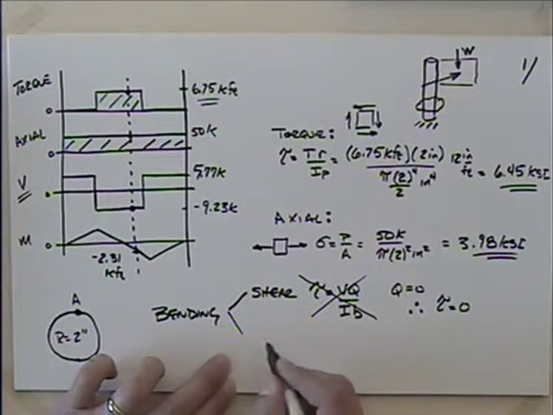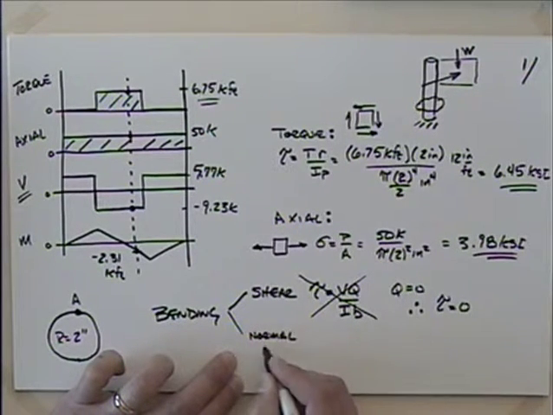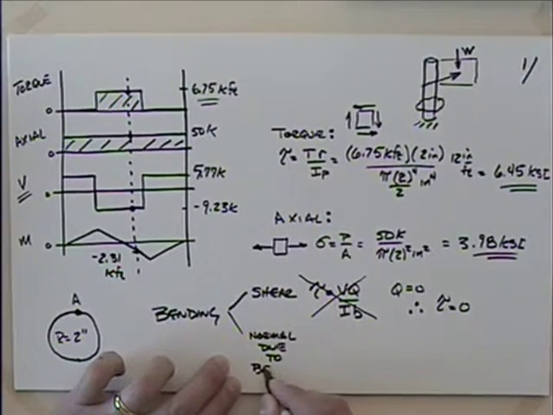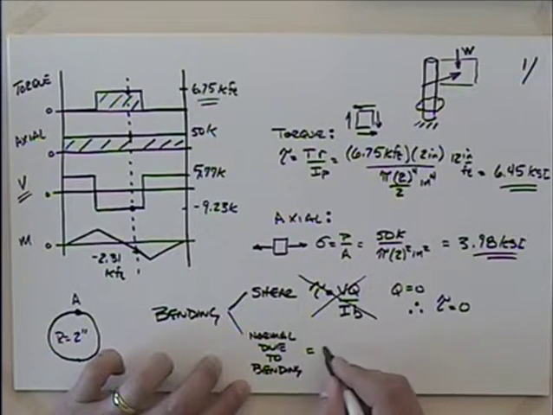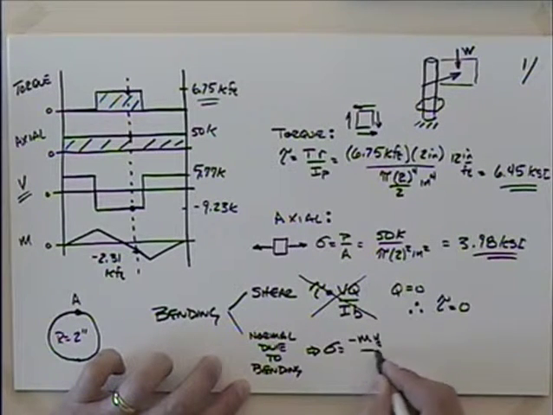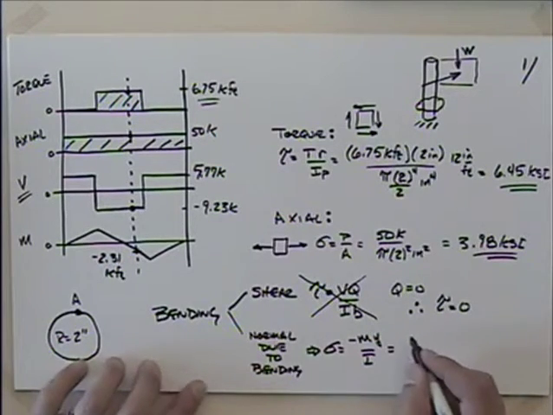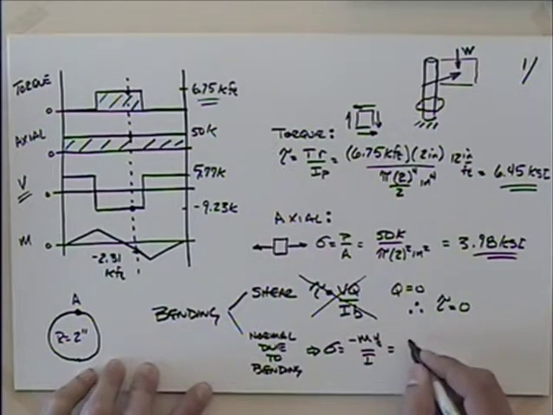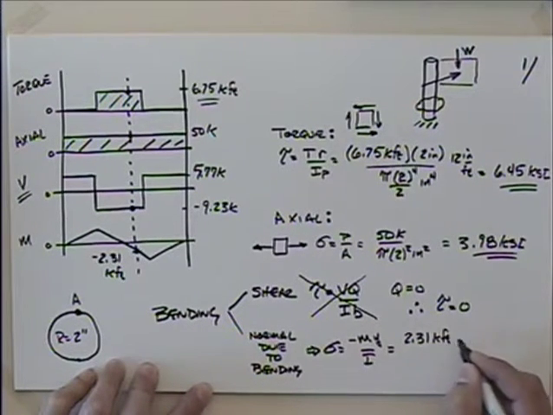So the normal stress due to bending would be equal to, what do we have? Sigma is equal to minus My over I. So what does that look like? We've got 2.31. That's a negative, and with that negative, those cancel out. So I'll have 2.31 kip-feet.